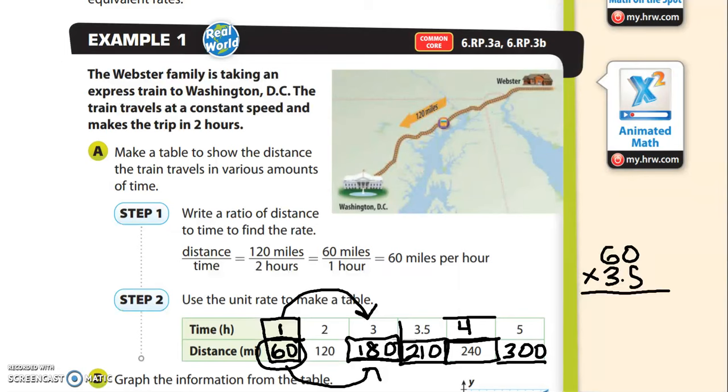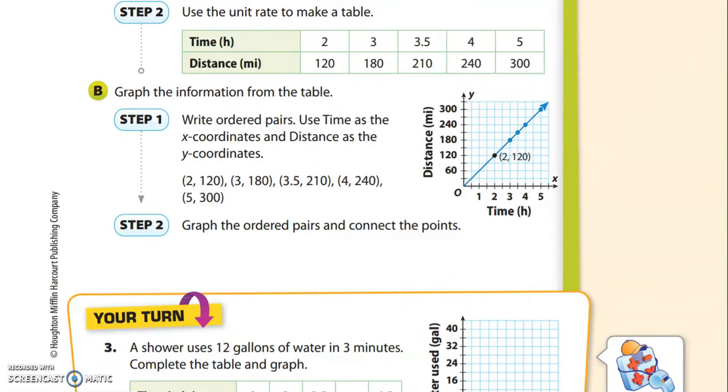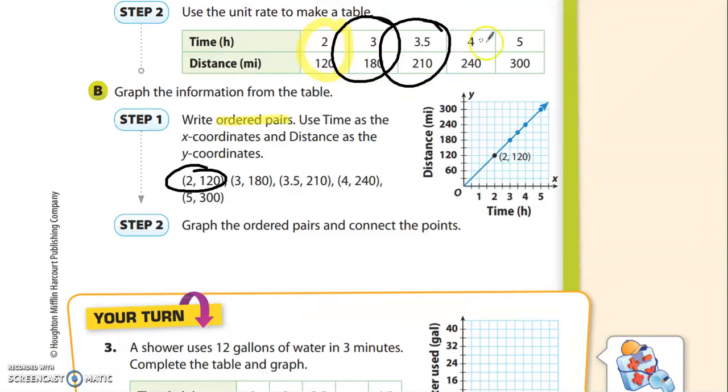So then let's talk about how to graph it. What you do here is you take the ordered pairs. Remember, we talked about that a couple pages ago. The ordered pairs are when you take the whole column, this whole column right here, and you turn it into a pair: 2, 120. That means over 2 up 120. This one right here would be over 3 up 180. Over 3.5 up 210. You'll notice that all of these numbers in the table get turned into pairs, which make that point. We're going to practice that at the bottom of the page.